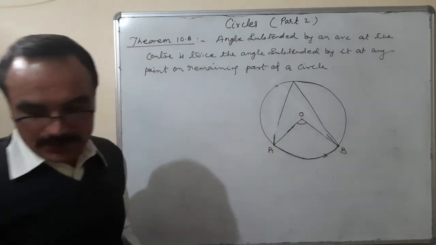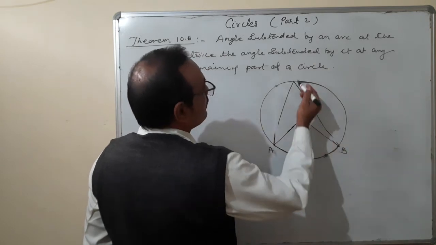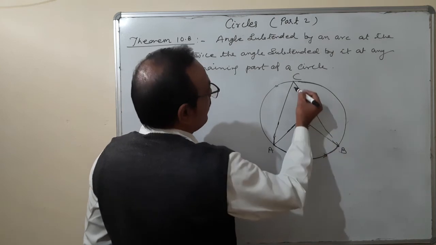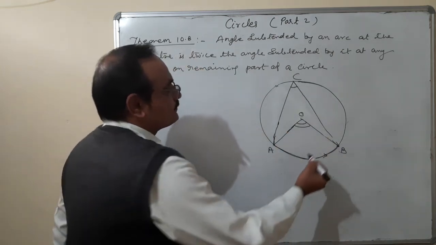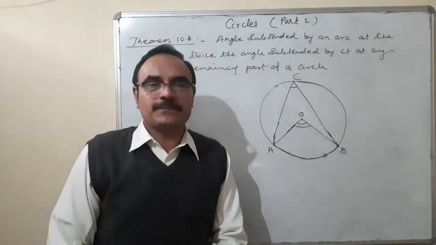This angle is C. Okay. The theorem is clear, its statement and the circle, everything is clear.